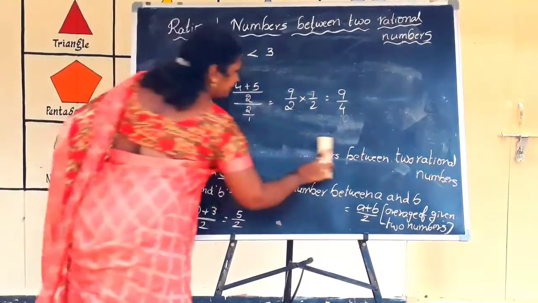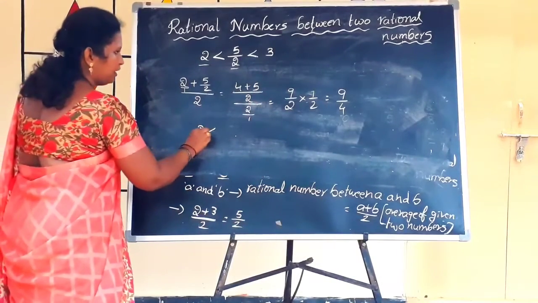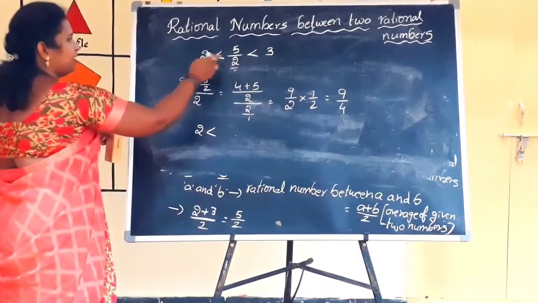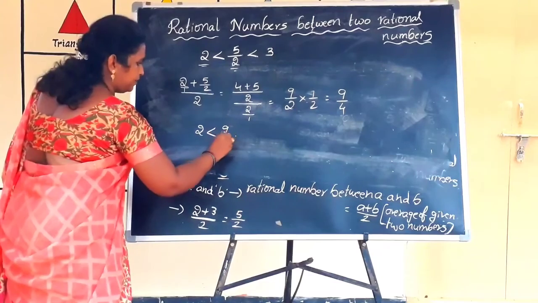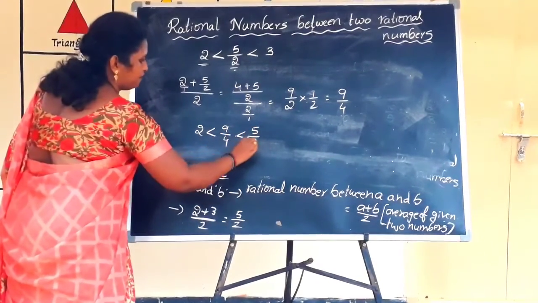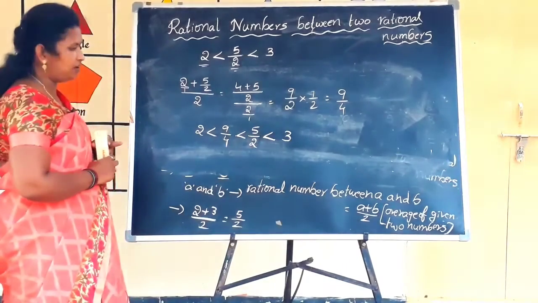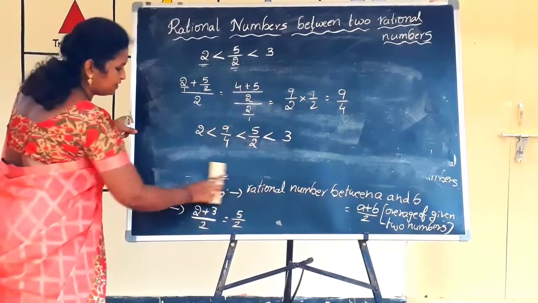Now we can write it as: this 9 by 4 is in between 2 and 5 by 2. 2 is less than 9 by 4, which is less than 5 by 2, which is less than 3. That means here we have two rational numbers between 2 and 3.